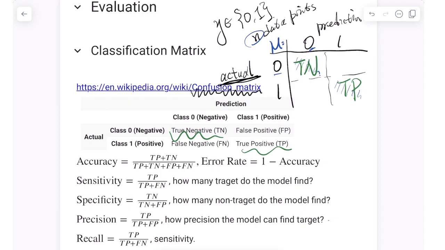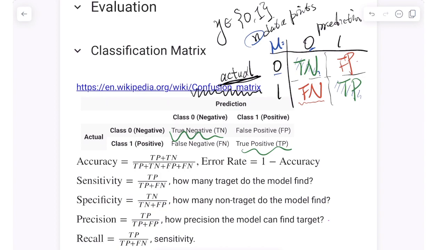But sometimes we have misclassification, right? So this cell indicates how many data points out of n are actually 1, but the prediction of your model says it is 0. That is called false negative. The other part is false positive, where the actual y value of the data point is 0, and your prediction is 1.